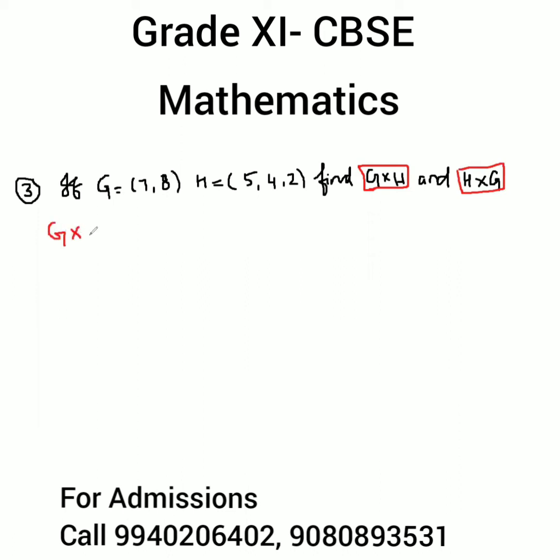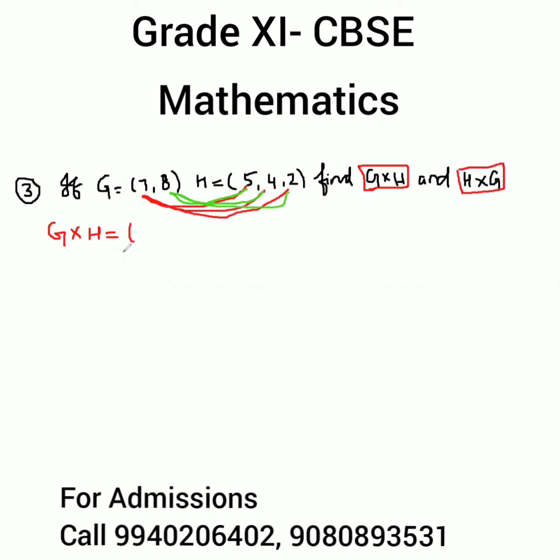For G into H, we have to take G as the base first. So 7 comma 5, 7 comma 4, then 7 comma 2. Then again you will do 8 comma 5, 8 comma 4, then 8 comma 2. So now you have to write the answers.